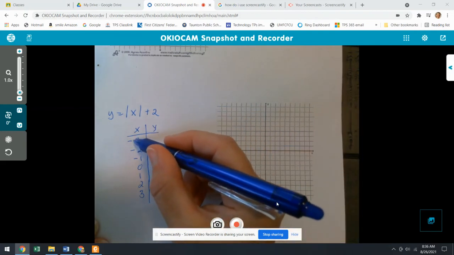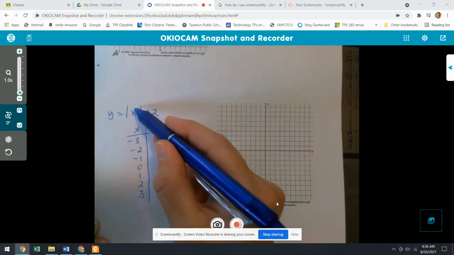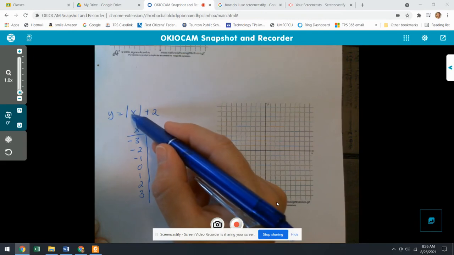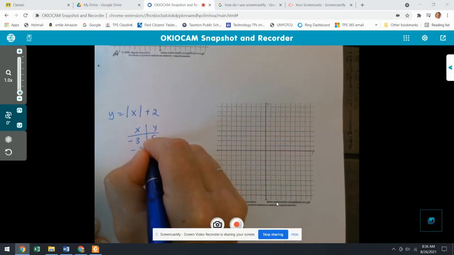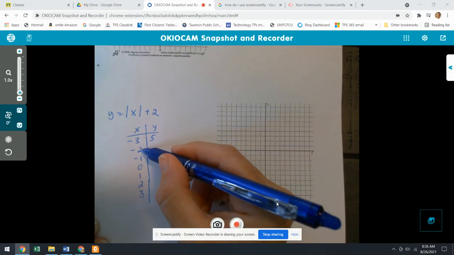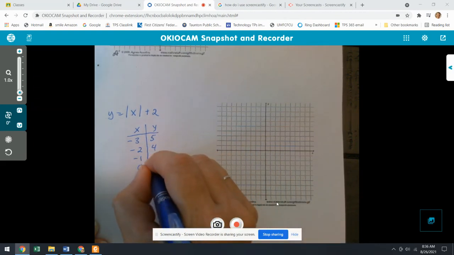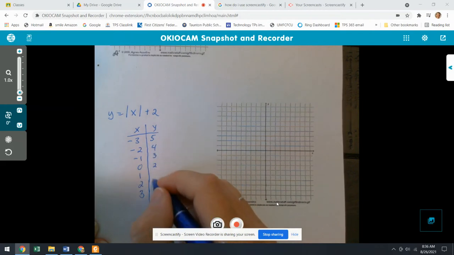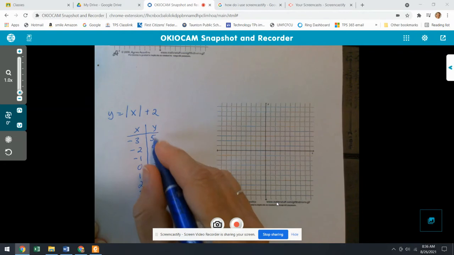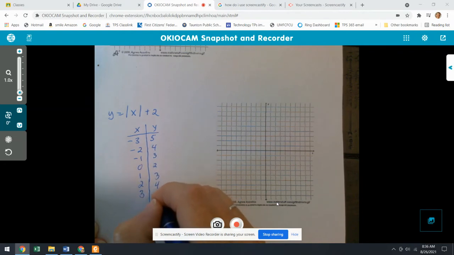So again, I'm taking my X value of -3. The absolute value of -3 turns to +3. And 3 plus 2 gives me 5. The absolute value of -2 is +2. Plus 2 gives me 4. And as you go down, once again, you'll see that this happens. The absolute value of 1 is 1. And we'll have our same Y values coming back again.